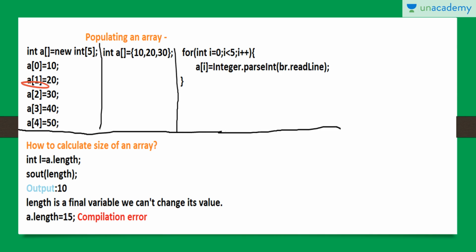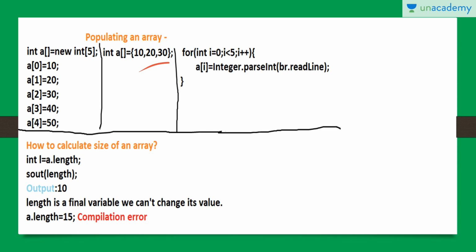So here I have just created an array of 5 integers, and a of 0 I am giving the value 10 to the first element, second element as 20, third as 30, fourth as 40, and fifth as 50. This is one way to populate an array. Another way to populate an array is at the time of declaration. While I am declaring an array, I can specify the values.